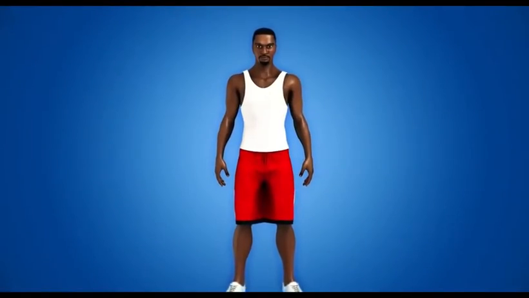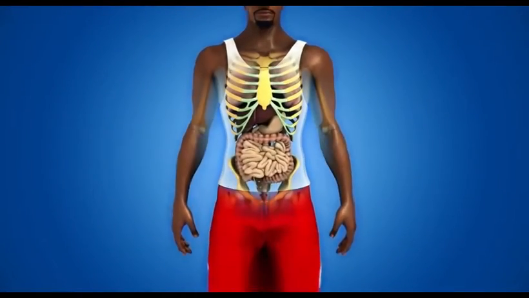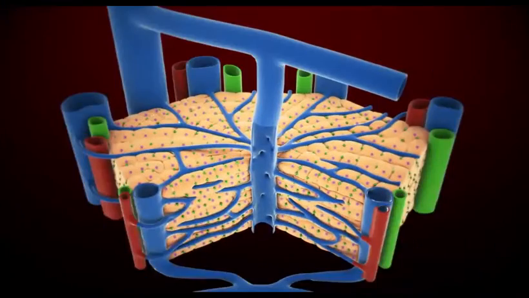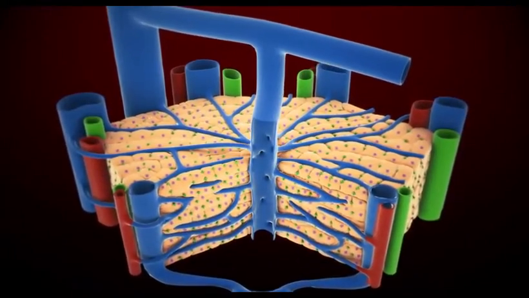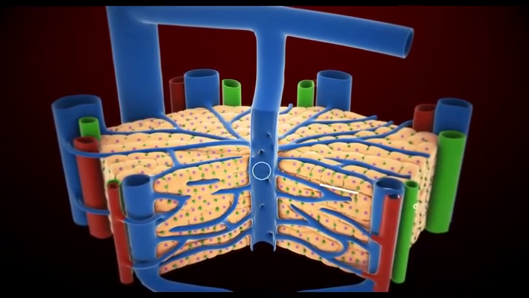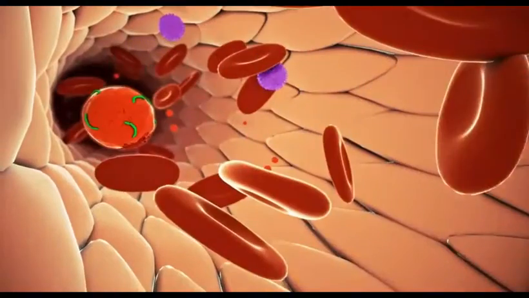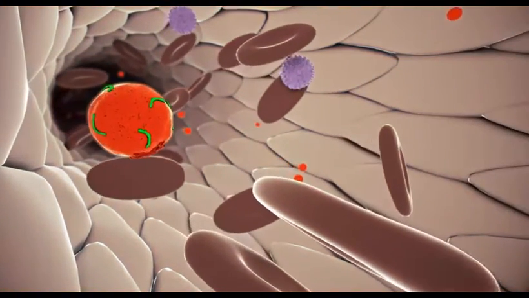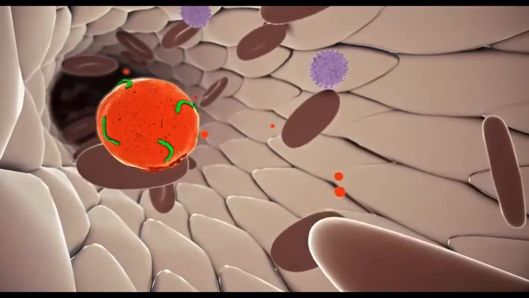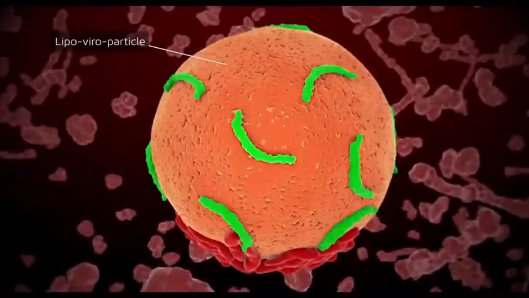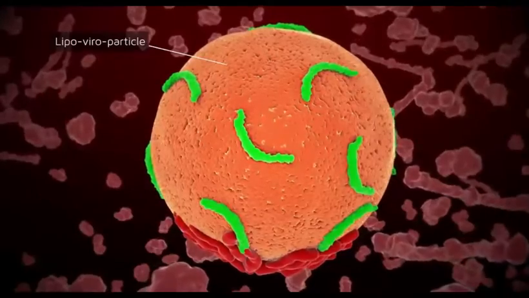The hepatitis C virus is a major cause of chronic hepatitis, liver cirrhosis, and hepatocellular carcinoma. The virus is transmitted mainly through blood and reaches the liver via the bloodstream. The virus circulates as a so-called lipoviral particle associated with components of low-density and very low-density lipoproteins.